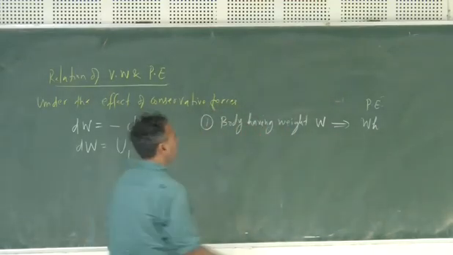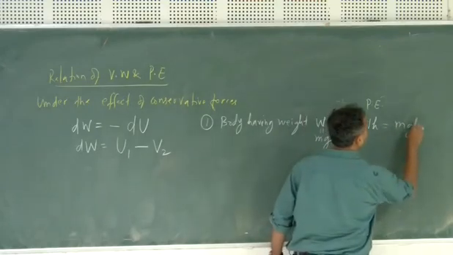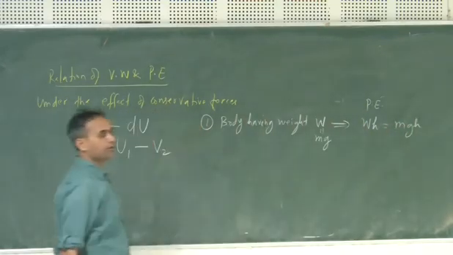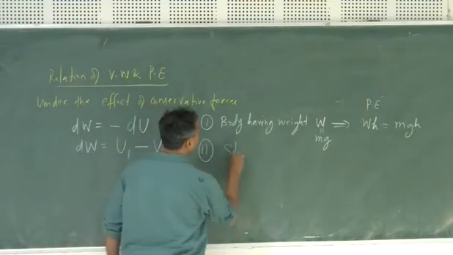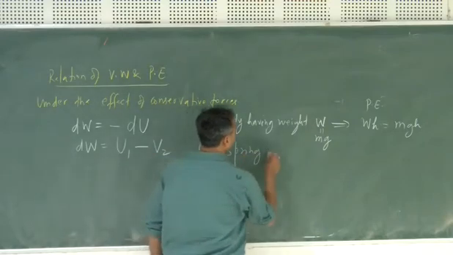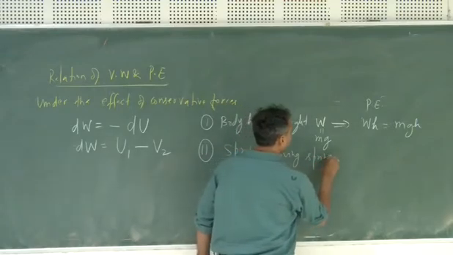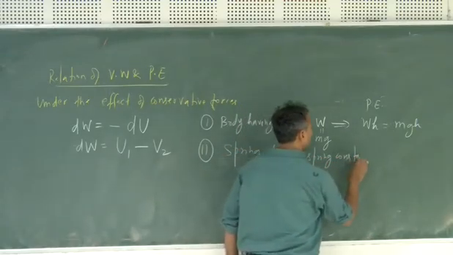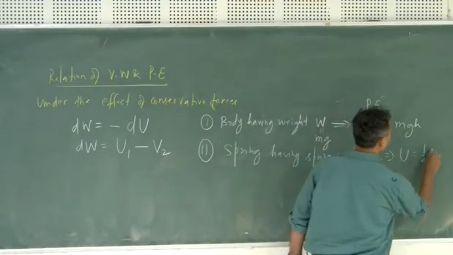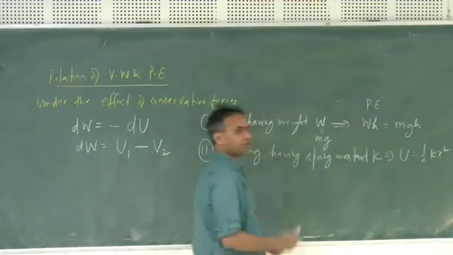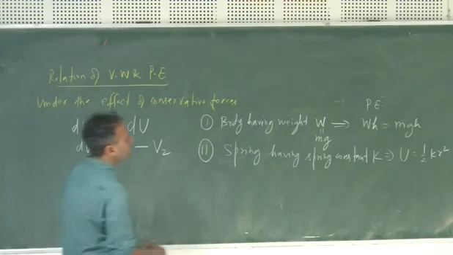Okay, so this can also be written as m into g. This is nothing but mgh, and h is the position of the body from the reference plane. Second, if a body is a spring having spring constant K, the potential energy is given by half K x square, where x is the extension of the spring. So this is how the potential energy can be written for a given body.